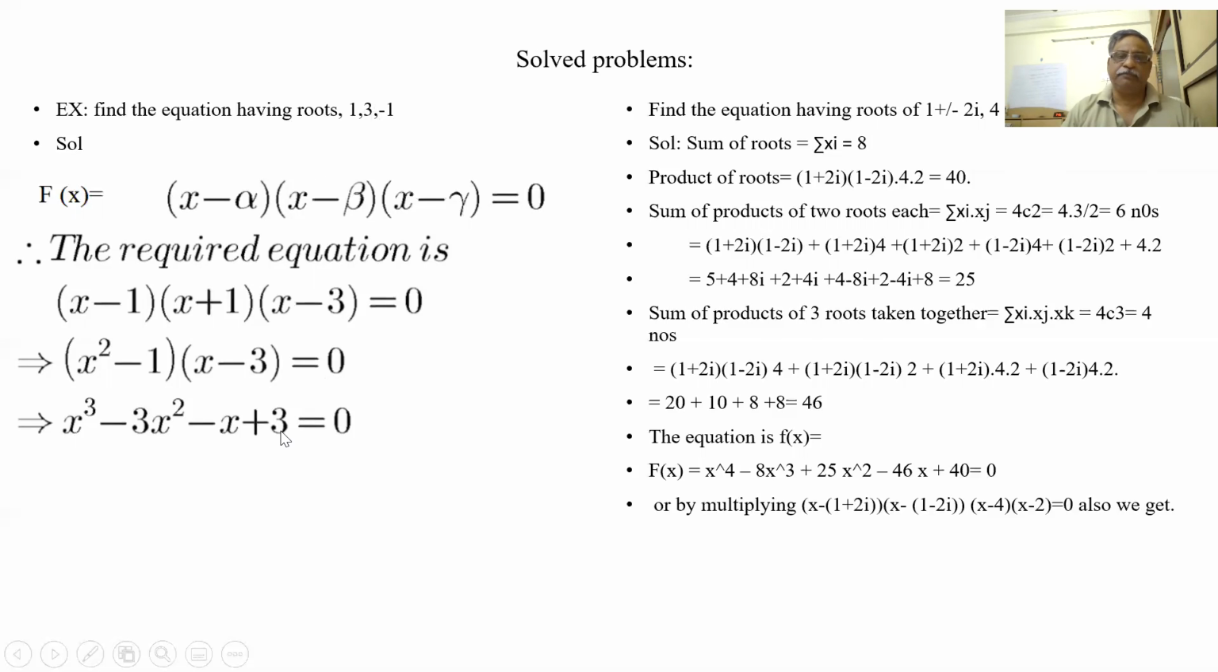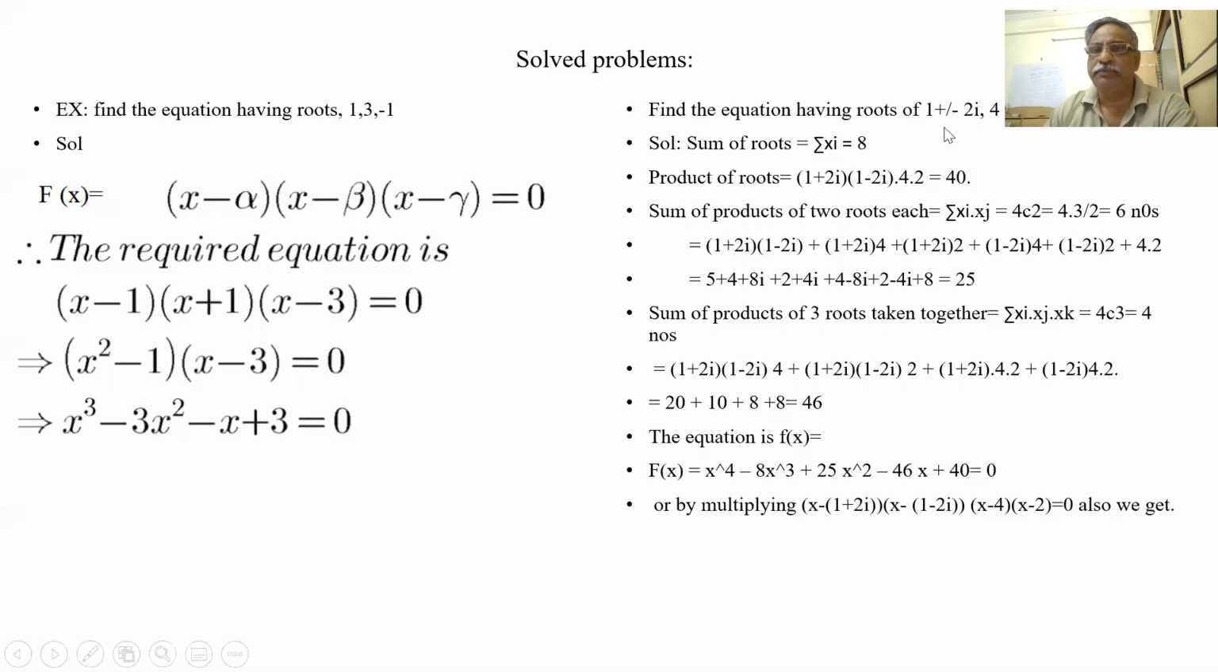What is this coefficient? 1 into 3 is 3. 3 into minus 1 is minus 3, which gets cancelled. So 1 into minus 1 is minus 1. So minus 1 x. We can find this coefficient by using the formula, or we can straight away multiply also. Whichever is easier, we should approach. Since it is a small one, we have taken a multiplication.